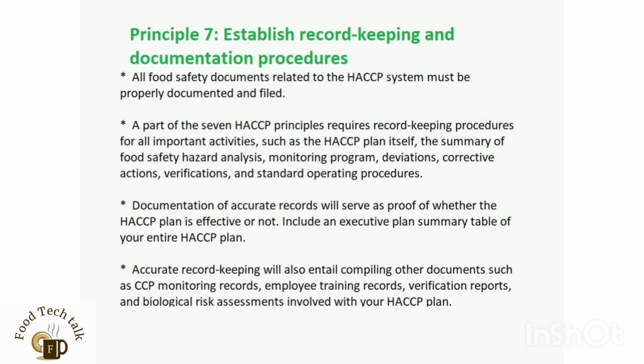Include an effective plan summary table of your entire HACCP plan. Accurate record keeping will also entail compiling other documents such as CCP monitoring records, employee training records, verification reports, and biological risk assessments involved in your HACCP plan.